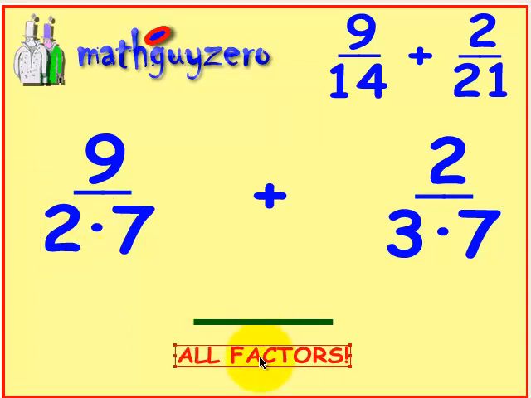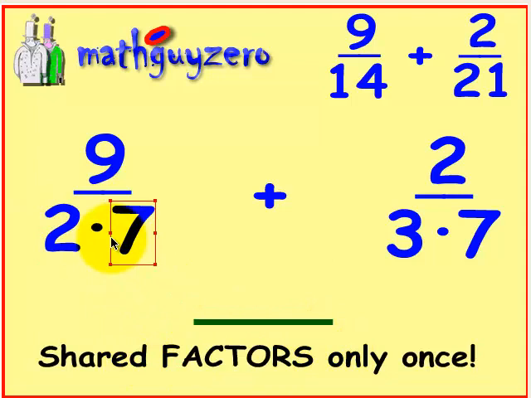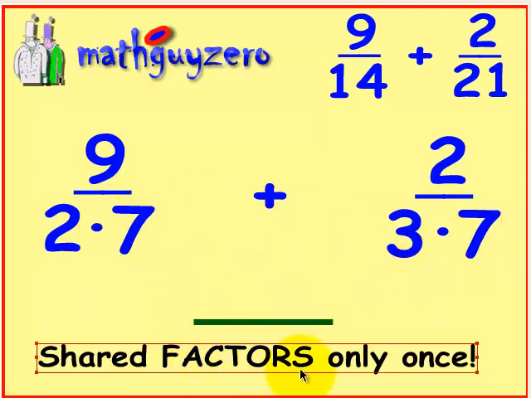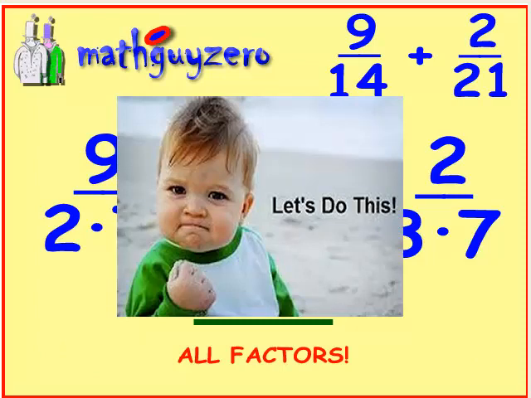So a common denominator has to have all the factors of every other denominator up there. Okay, so we need to get all the factors into this new denominator. But if there's a shared factor, as in our case it's going to be the 7, right? 7's in both of them. You're only going to bring that down once as a factor. But all factors are going to come down there. So let's go ahead and do this. Just like the kid says, let's do this.